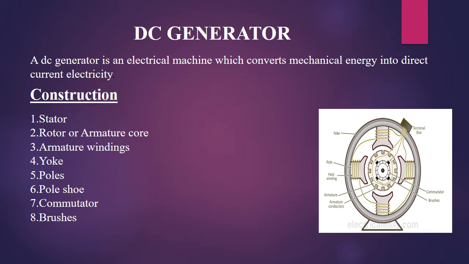If a single conductor is used, then the EMF produced is also small. A large number of conductors are used to obtain greater EMF, and the rotating conductor assembly is called an armature. Let us see the construction of the DC generator. The parts of the DC generator are as follows: stator, rotor or armature core, armature windings, yoke, poles, pole shoe, commutator, brushes.